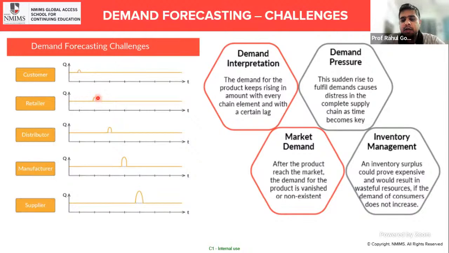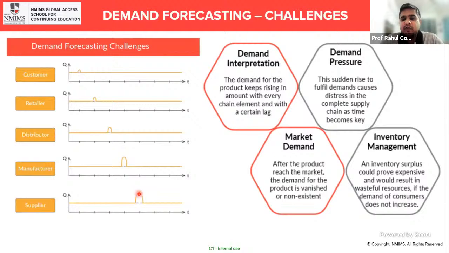Because the retailer will try to give a different view on the demand, because a retailer is not very sure. So the retailer may say, okay, customer demand is variable, so I might want to pass on a higher demand to my distributor. Again, this demand to a distributor is reflected with a certain lag, and it is higher in intensity, because the distributor is passing on that demand with a certain lift from his side.